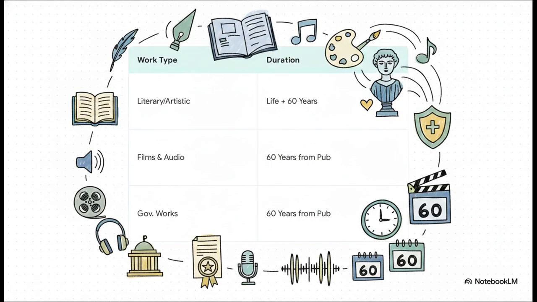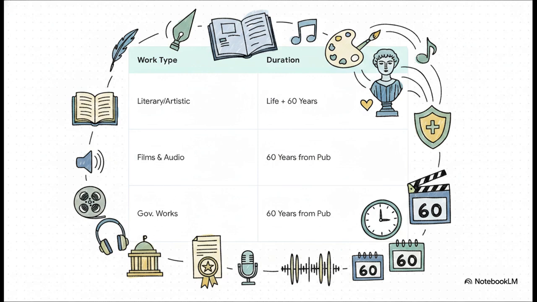Let's break down this timeline. For your standard literary, dramatic, musical, or artistic works published during the creator's lifetime, the copyright lasts for the entire lifetime of the author, plus an additional 60 years following the year they pass away. That is a multi-generational shield. However, for cinematographic films, sound recordings, government works, or works published anonymously, the countdown is quite different.